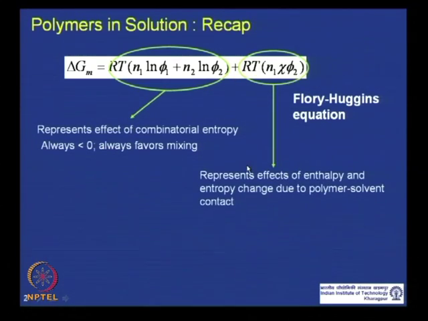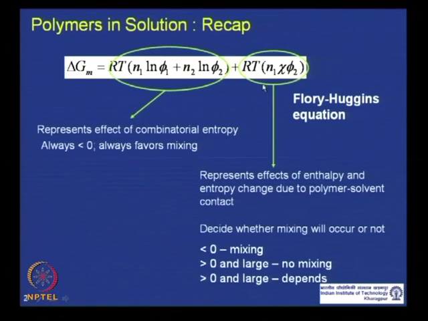The second term comes from a combination of enthalpy and entropy change due to polymer-solvent contacts. Because the first term is always negative and always contributes in favor of mixing, the value of this second term basically determines whether the polymer will mix or become soluble in a solvent or not. If the value is less than 0, negative, obviously mixing will happen. If it is positive and large, no mixing. And if it is slightly positive and small, then the competition between these two terms will decide whether the polymer will go into solution or not.